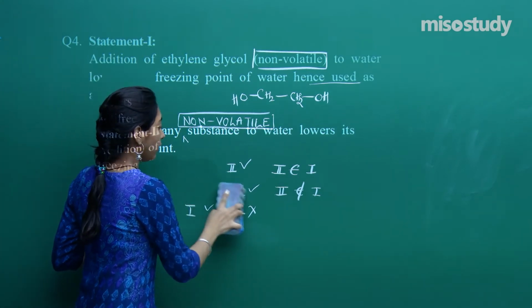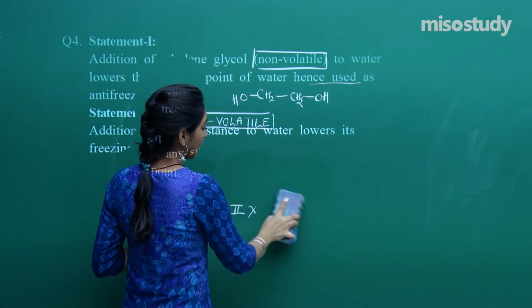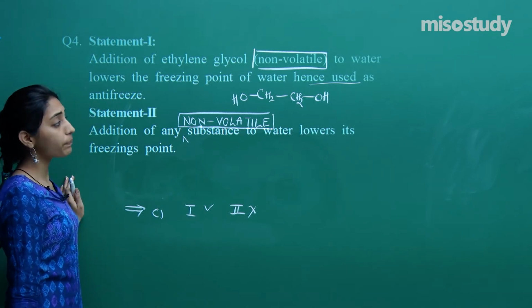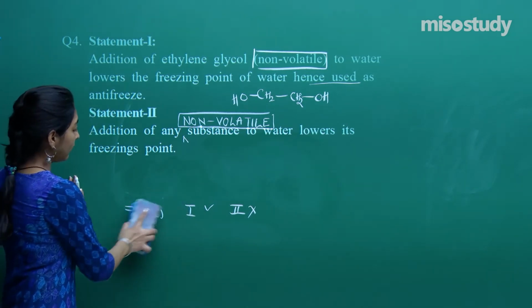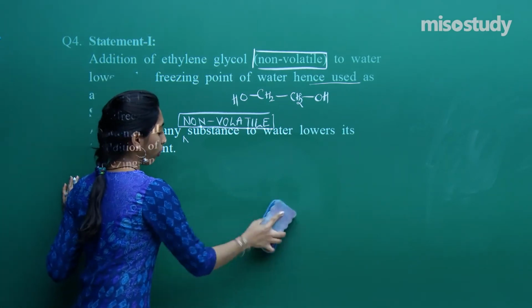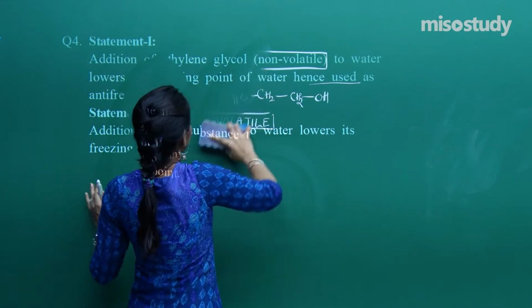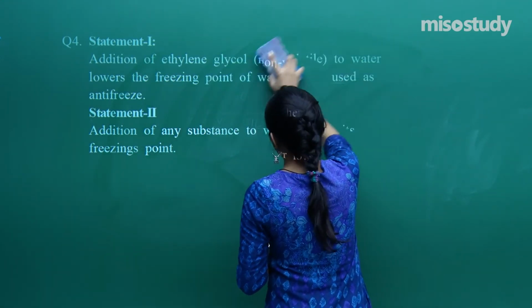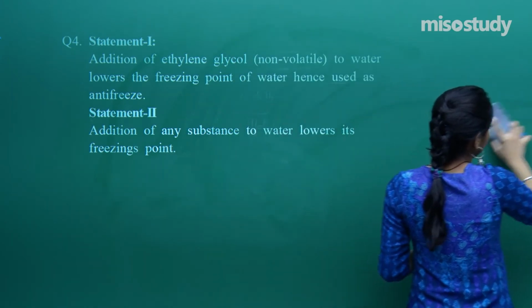So if you want to make sure that there has to be a depression in freezing point when something is added to water, then that something has to be a non-volatile substance. Thus, option C would have been the correct answer for this particular question. So this was the statement type question that I wanted to discuss with you, and I hope I have made the question clear.